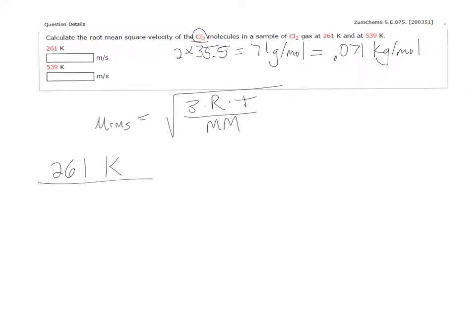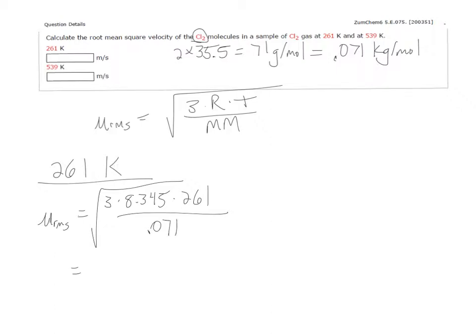First, the temperature 261 degrees Kelvin. After crunching this number, it's kind of a big number, 92,030. But hit the square root button and you'll come up with something reasonable. 303. And since it's a velocity, the unit that comes out is meters per second.